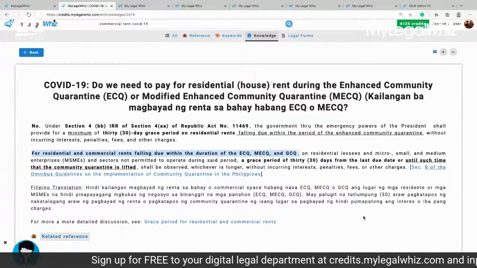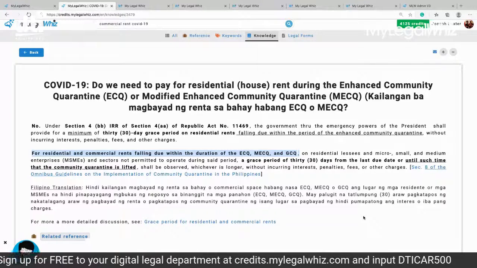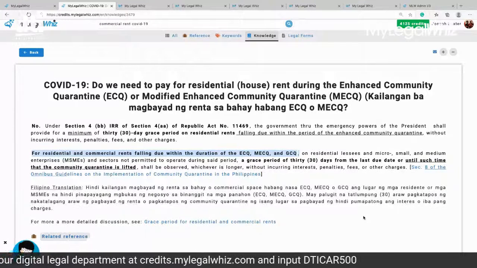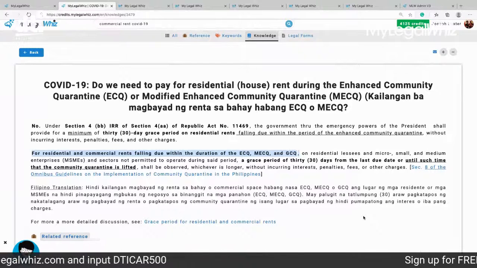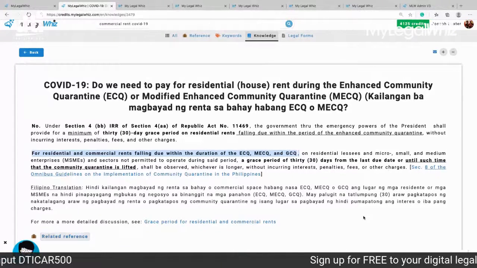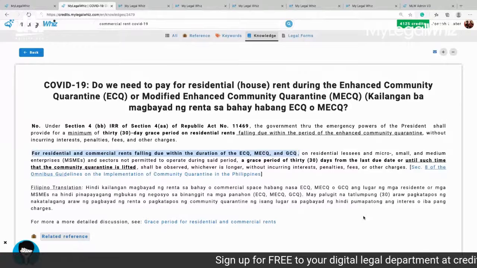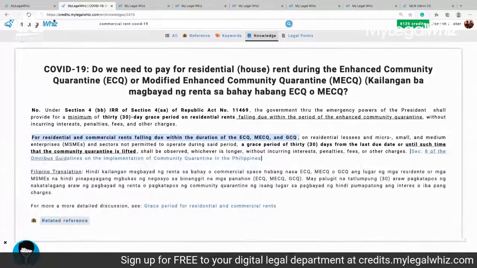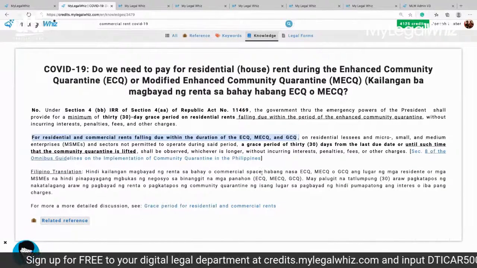Actually, even beyond this law, marami pong nagbibigay na lessors also, na parang binibigyan pa nila ng mas mahabang palugid o kaya half the amount of the rent. Pero at least this is the minimum basis. No? Ito po, a grace period of 30 days.